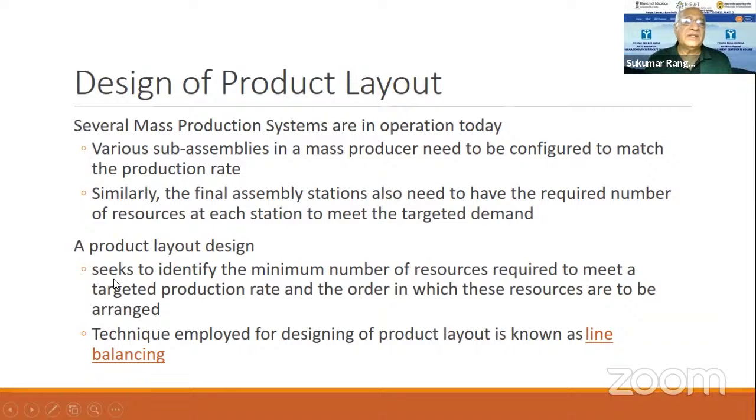A product layout design seeks to identify the minimum number of resources required to meet a targeted production rate and the order in which the resources are to be arranged. Here we talked about line balancing. The technique employed for designing the product layout is known as line balancing. I talked to you much earlier, but the product layout has to be balanced. This is extremely important to ensure that there is optimum output and that equipment utilization and manpower utilization are maximum.